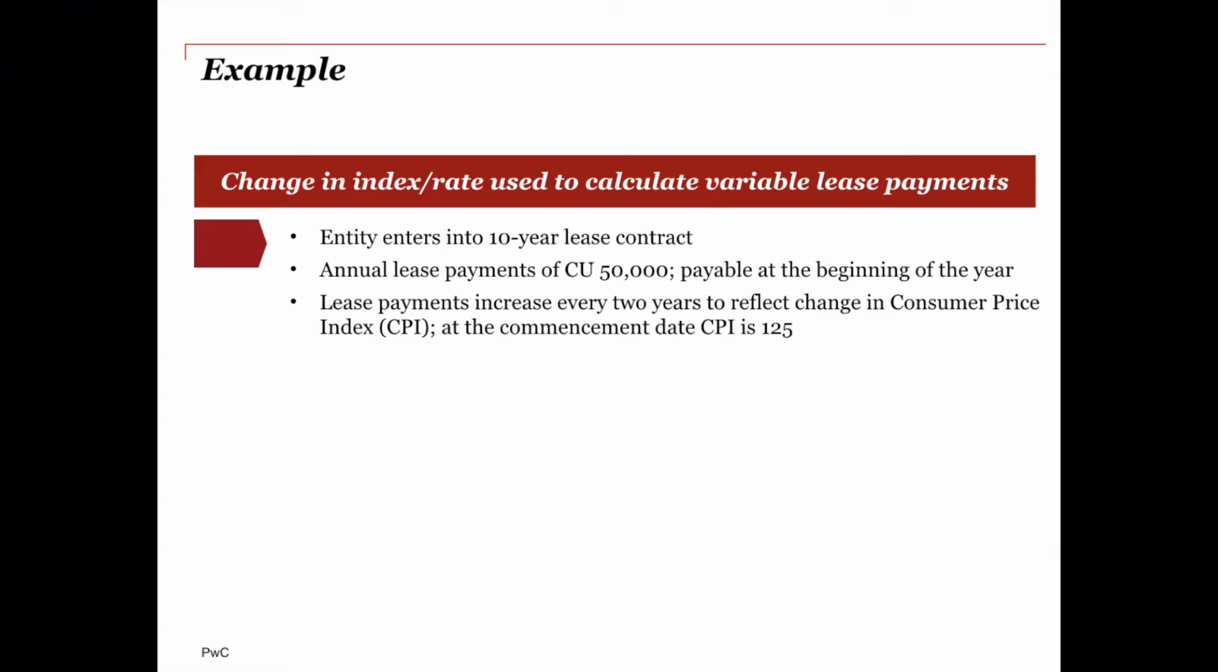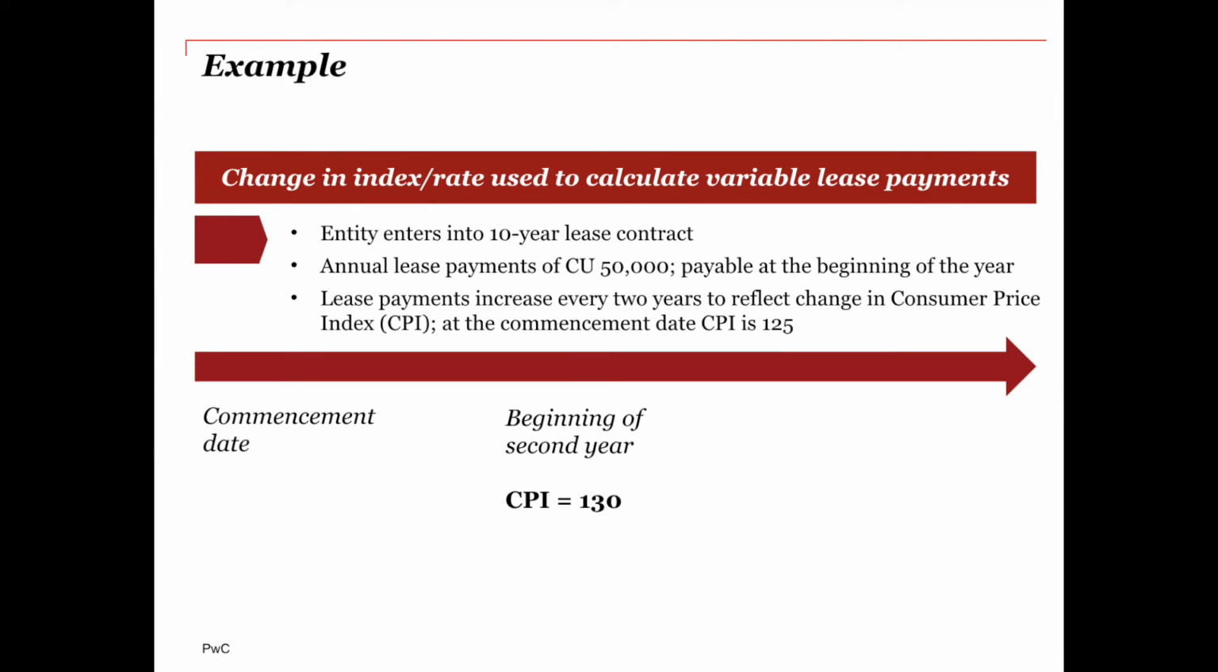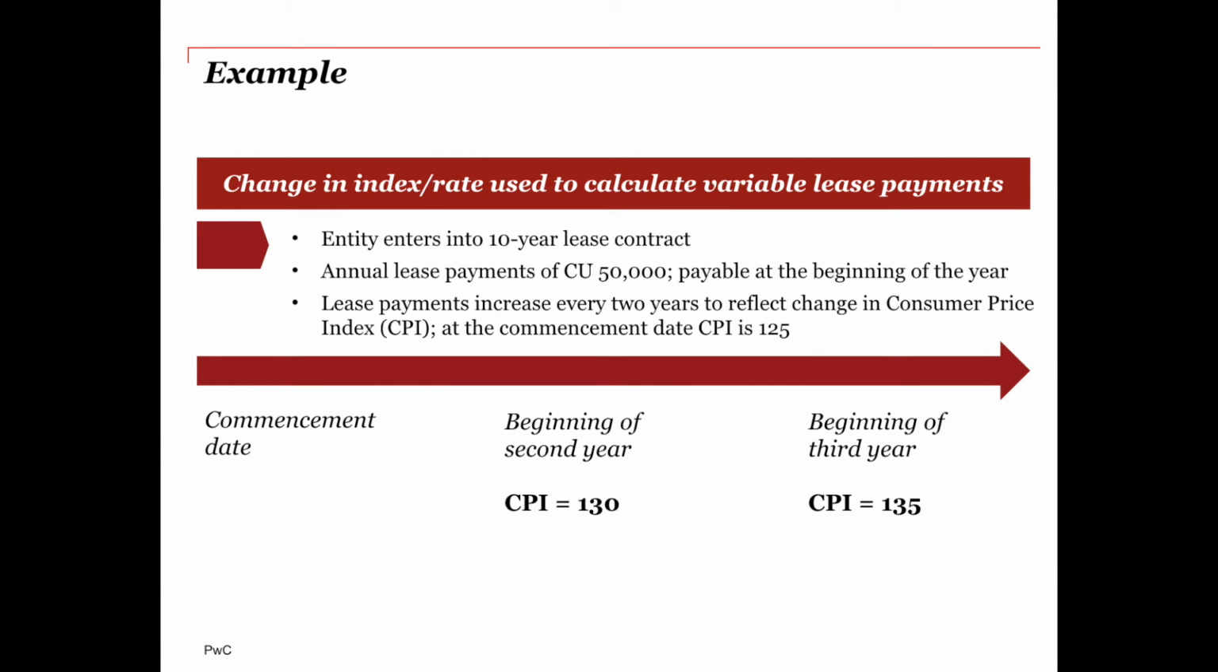An entity operating in an inflationary environment entered into a 10-year lease contract with annual lease payments of $50,000 payable at the beginning of each year. Every 2 years, lease payments will be adjusted to reflect changes in the consumer price index for the preceding 24 months. At the commencement date, the consumer price index was 125. At the beginning of the second year, the consumer price index is 130. At the beginning of the third year, the consumer price index is 135.